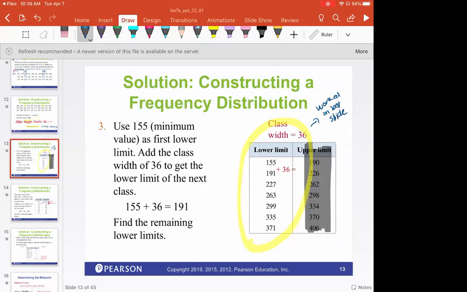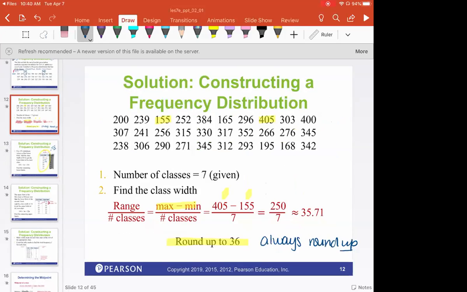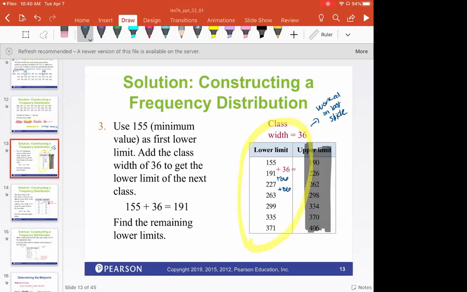So we decided that we're gonna add 36 for each class. So 155 plus 36, use your calculator, make it easy on yourself. 155 plus 36, 191. Okay, 191 plus 36, you get 227, 227 plus 36, up until you get to a number that will include your highest number. And we said our highest number was on our last slide. Our largest number was 405.